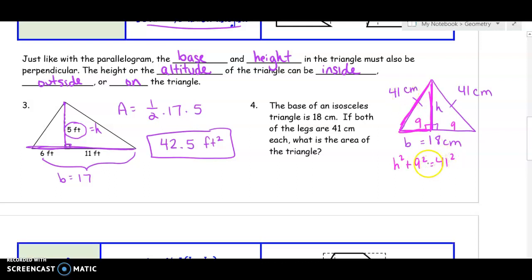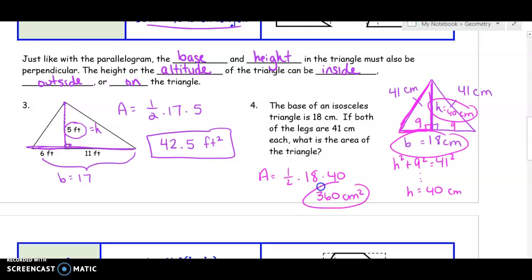Make sure that hypotenuse is by itself. When you do Pythagorean Theorem, I'm going to skip this, you're going to get 40. So our height is 40 centimeters. We know the height, we know the base. The area is 1/2 times the base times the height. And when you multiply that together, you're going to get 360 square centimeters.